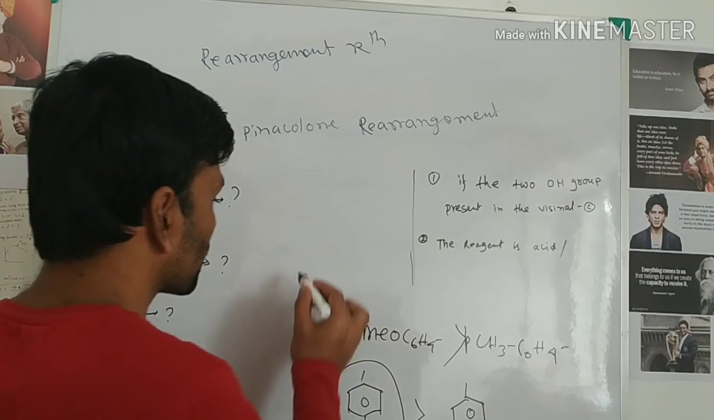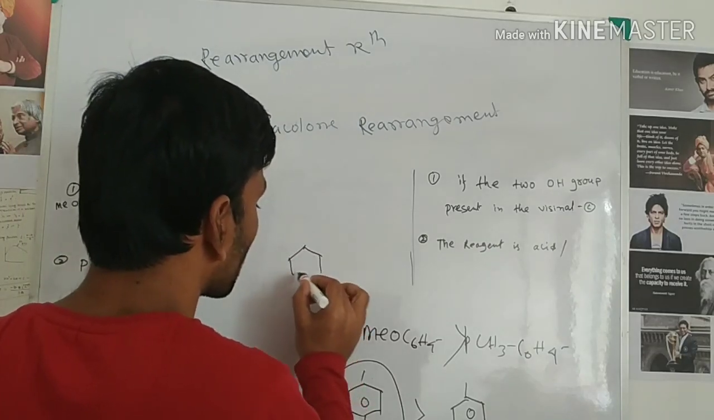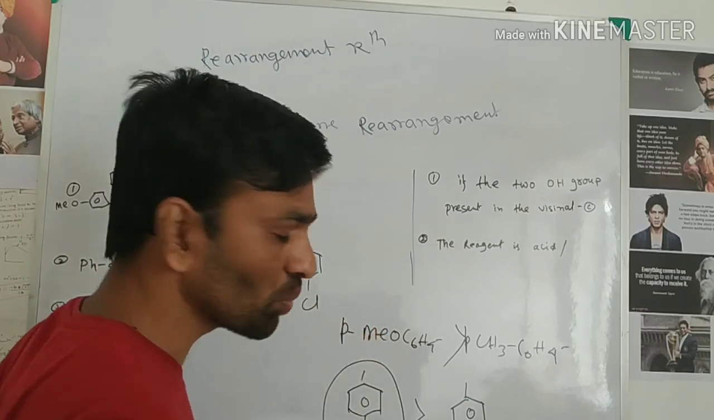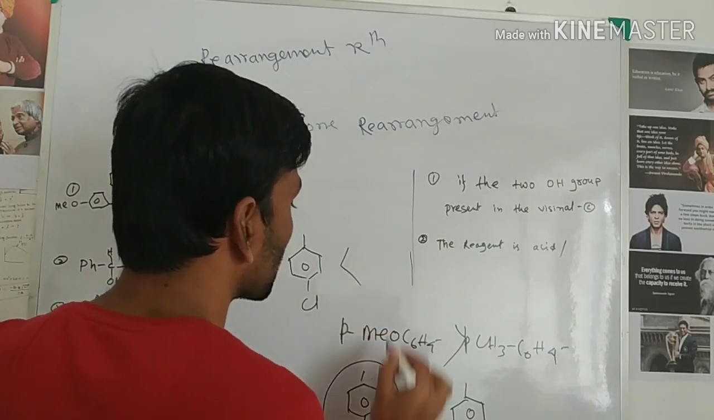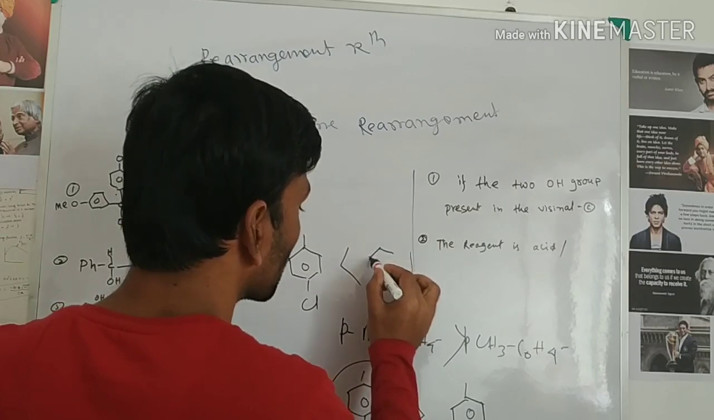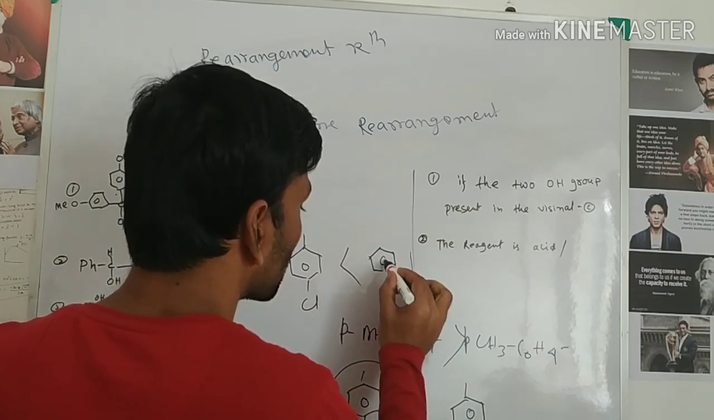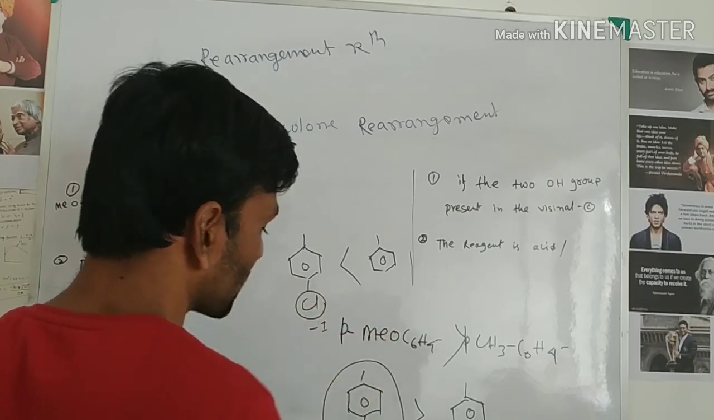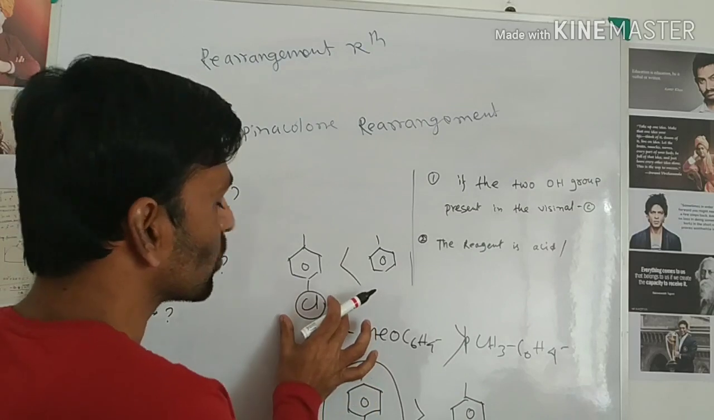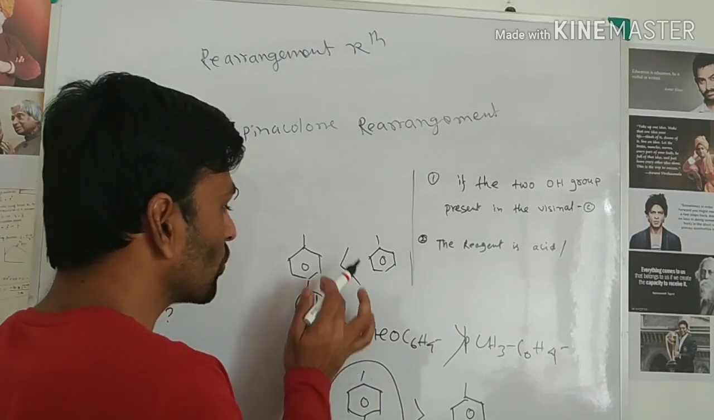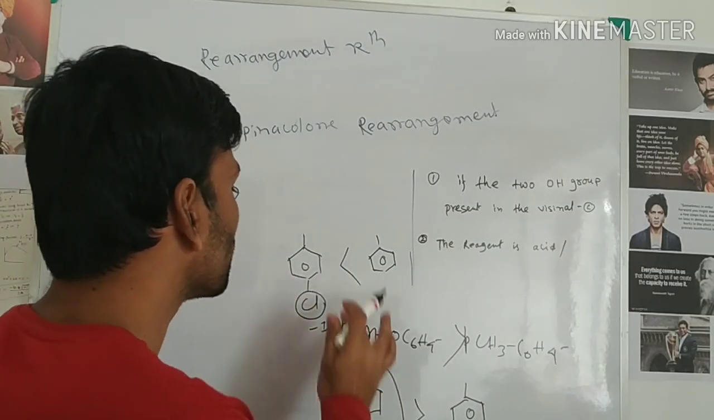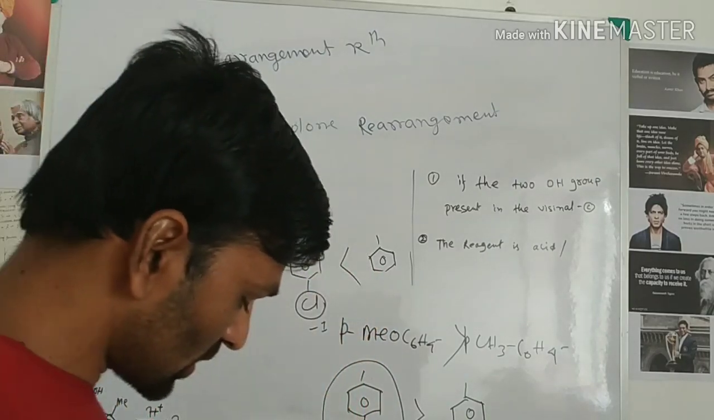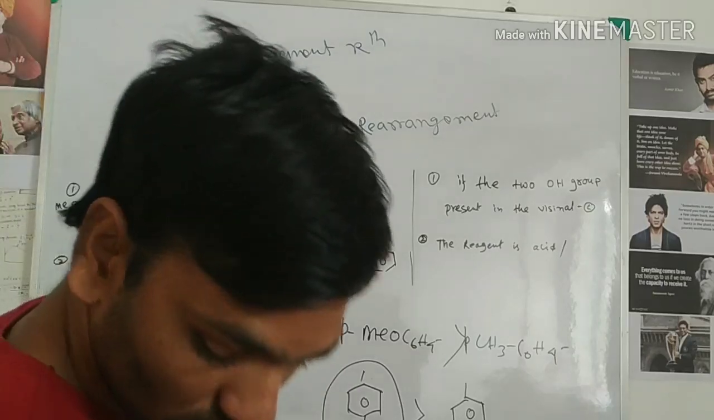Another example is the parachlorophenyl group, which is less than the phenyl group. This is due to the electron withdrawing effect of the minus I effect. So this group is electron withdrawing, so the migratory aptitude of this group is less. So let us move to this example.